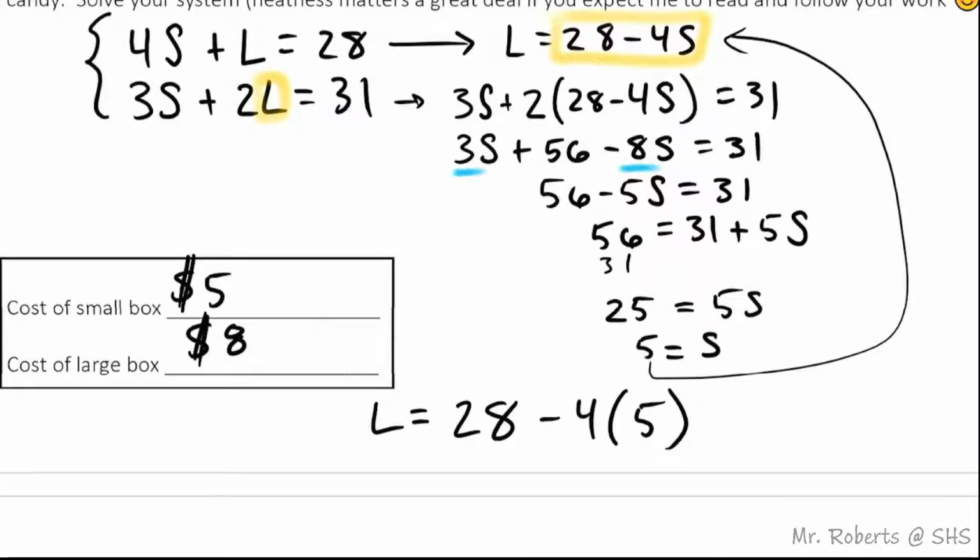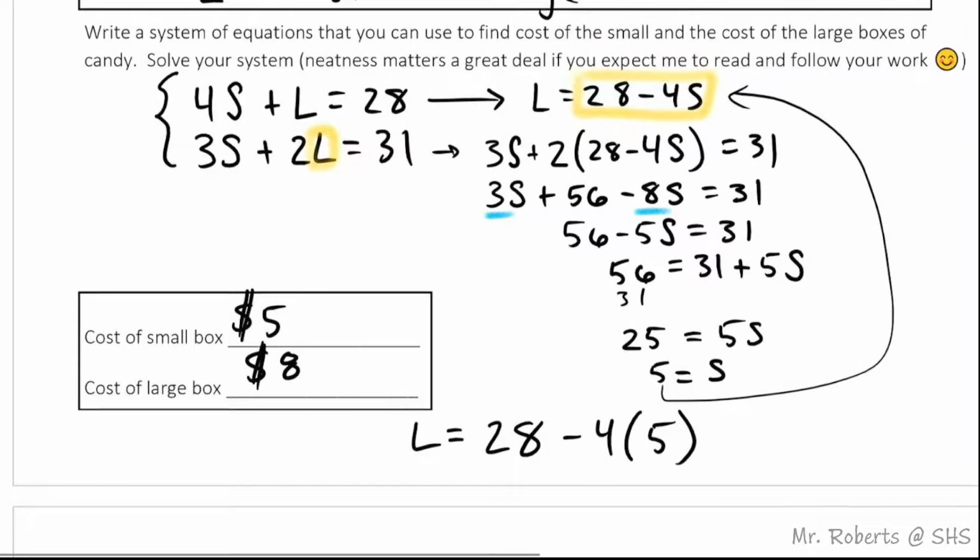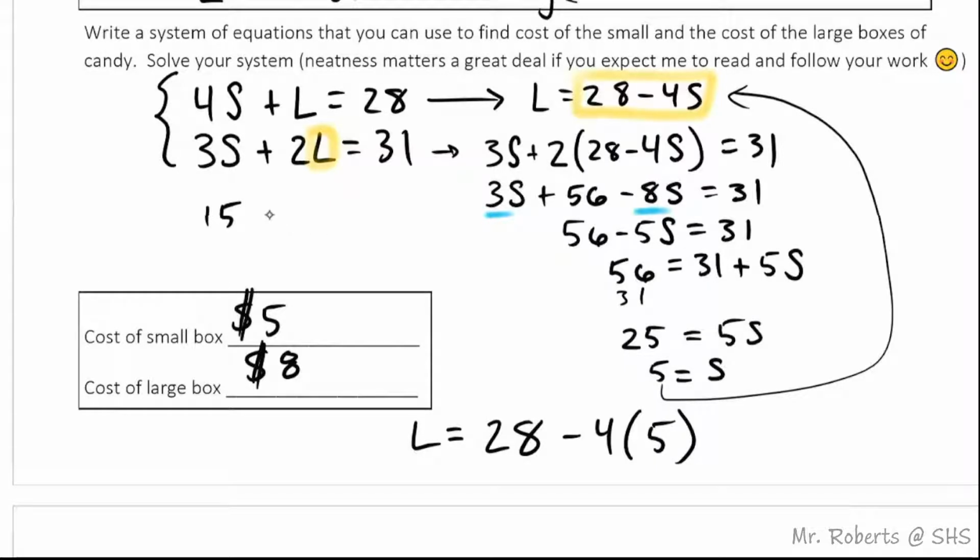All right. A couple things, good recommendations, right, is plug those in. 4 times s plus 8 is 28, right? 4 times 5 plus 8 is 28. 3 times s is $15, plus 2 times 8 is 16, and yet 15 plus 16 is 31. So they definitely check.